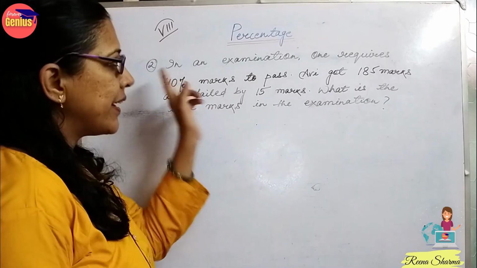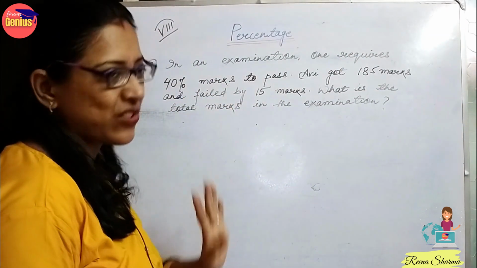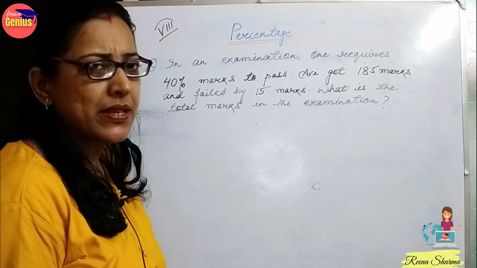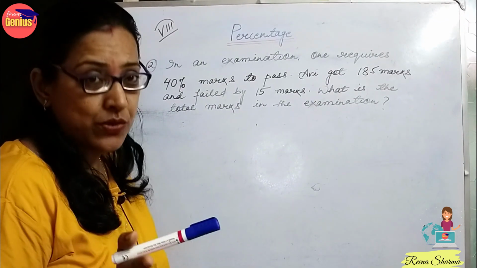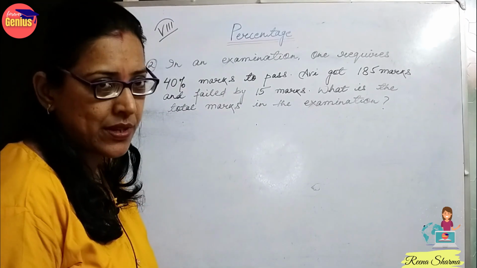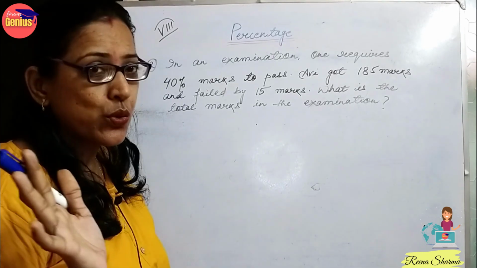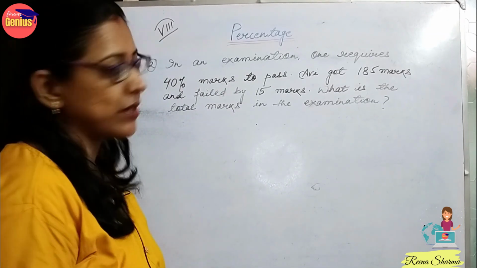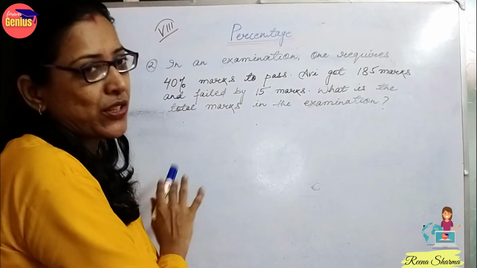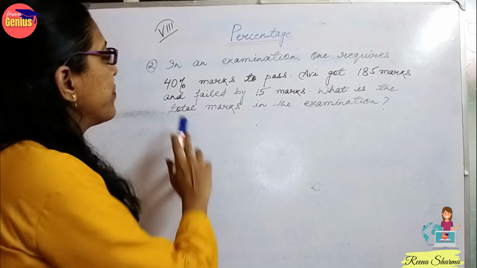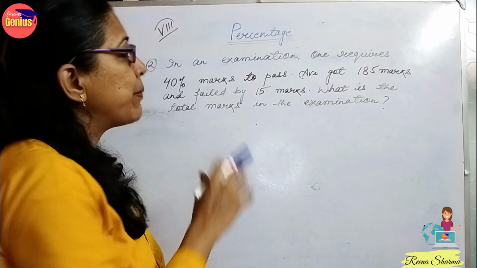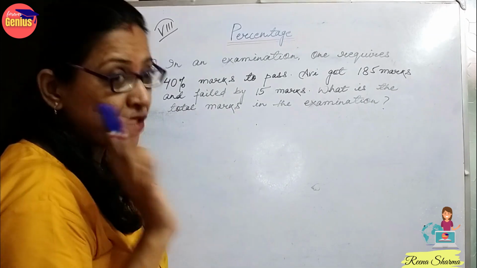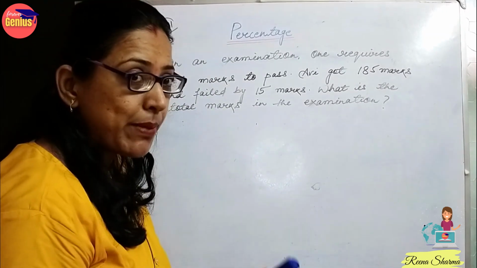Okay? So let's do one more example of a different category. Our next question: in an examination, one requires 40% marks to pass. Whenever we give an examination, there is a minimum percentage of marks to pass. Nowadays it has been reduced to 35% or 33% in some schools. But previously, I remember when we were in school, it was 40% marks. Below 40% we were not considered qualified in any examination.